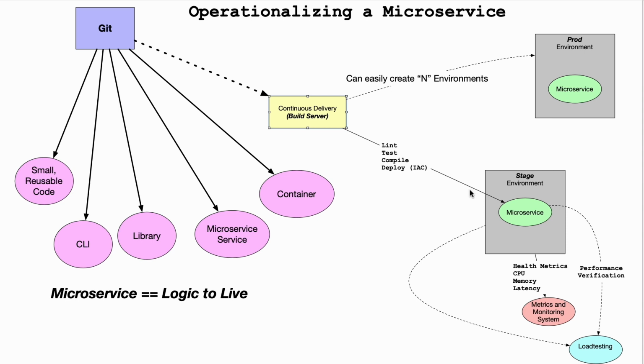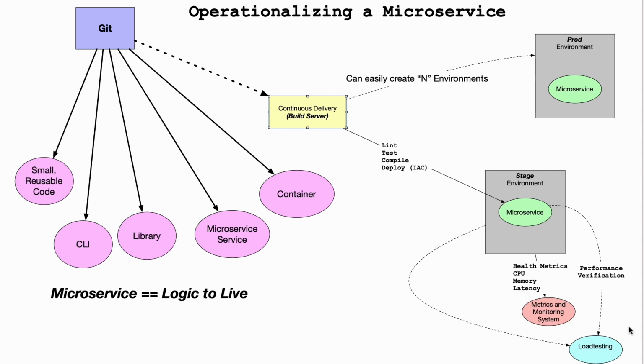deployed to. So in the case of the staging environment, and this is something I've done in my career, you'd have a microservice that has health metrics like CPU, memory, latency. These are all monitored in some kind of monitoring system like Prometheus or potentially CloudWatch from AWS. And then you do a performance verification. And what this is really doing is verifying that what you think will happen will actually happen.